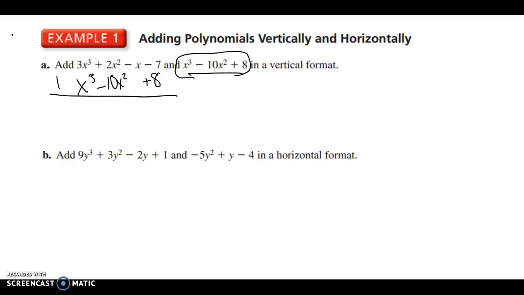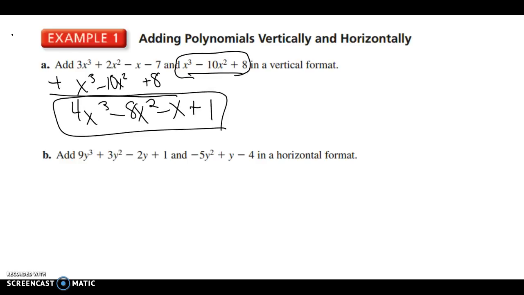And I'm going to leave a little space because the 8 and the negative 7 go together, and there's no x term to be combined. So I'll get 4x to the third minus 8x squared minus x plus 1. And that's my final answer.